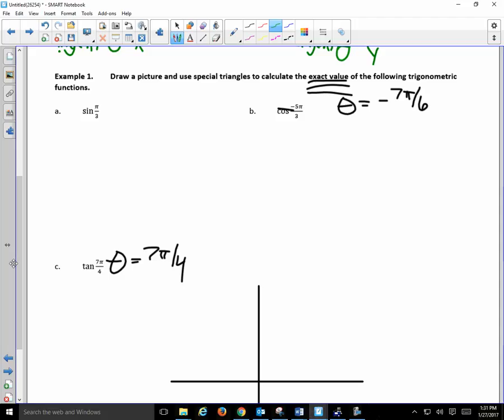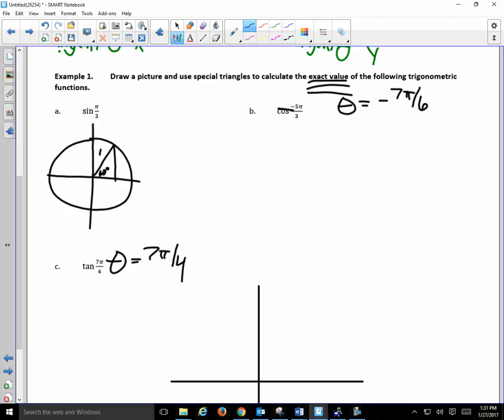So let's do it. Draw a picture. Use special triangles to calculate the exact value of the following trigonometric functions. We want to do sine of pi over 3. There's an exact value there. So what do I do? I convert pi over 3 to degrees. What is it? 60. That's why I had you quiz on it. I don't want to go over it. 60 degrees. Sweet. What kind of triangle do I have? 30, 60, 90.